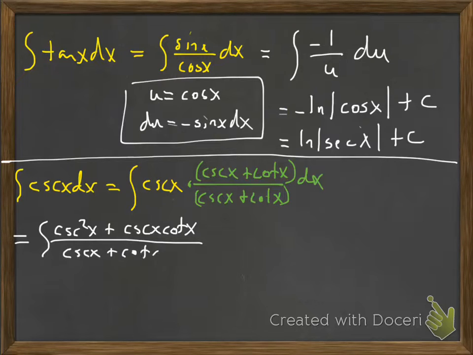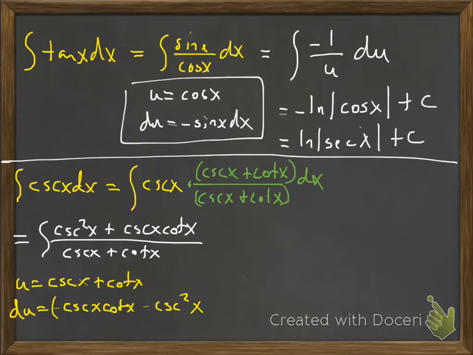And now I'm going to try to do u substitution. So we'll let u equal the denominator. And this is looking good. So du will equal negative cosecant x cotan x minus cosecant squared x dx. So I got the numerator there just off by a negative sign. That's all right. We can handle that. If it's off by a constant, that's fine.